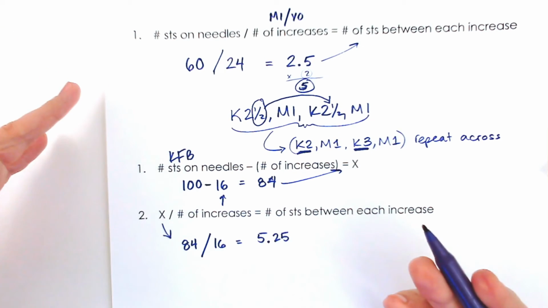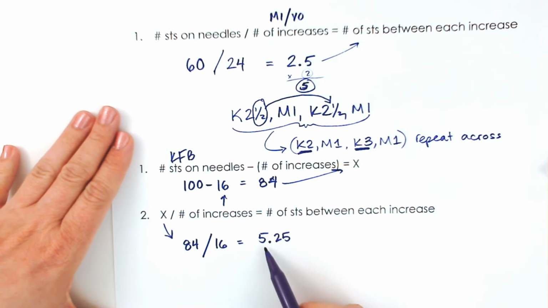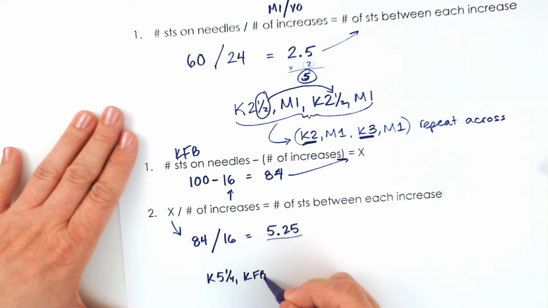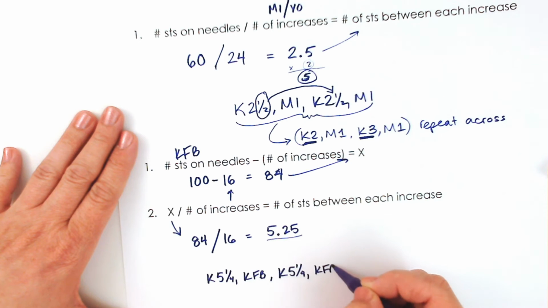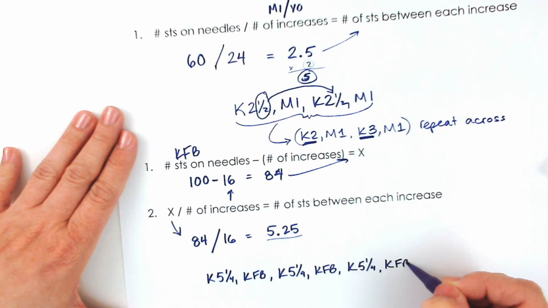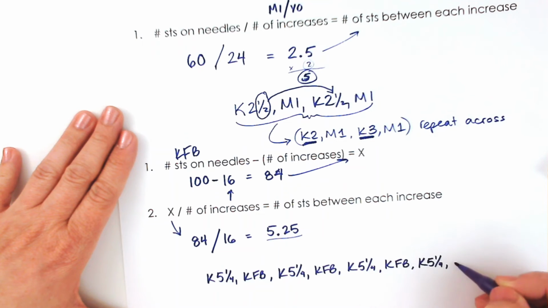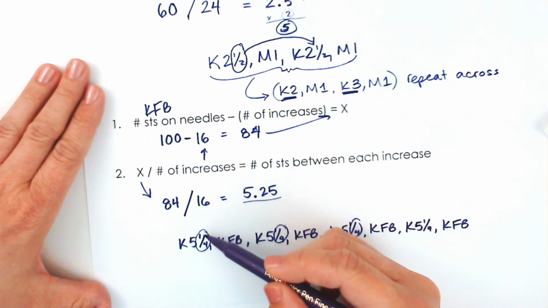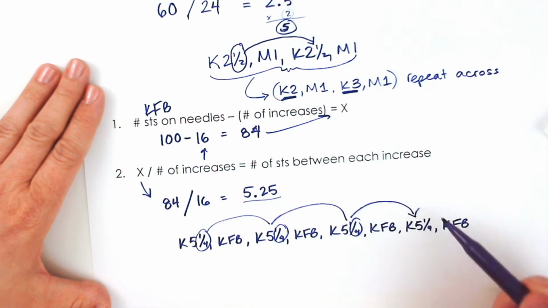All right, so we know that we can't knit a quarter of a stitch, but let's figure out how we would do this. So knit 5 1/4 and then knit front back. Knit 5 1/4, knit front back. Knit 5 1/4, knit front back, and then knit 5 1/4, knit front back. So I'm going to take this quarter, and this quarter, and add each one to this.